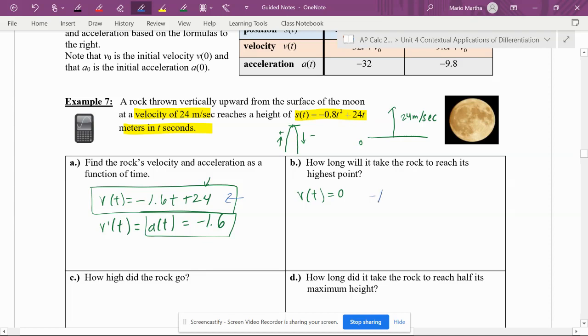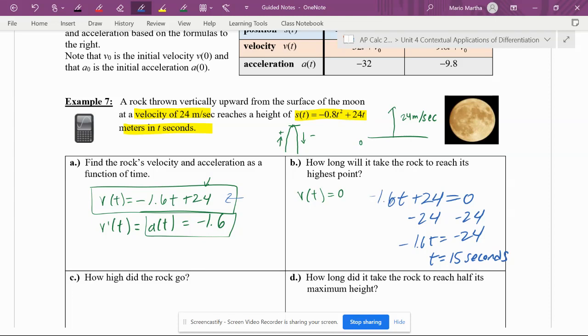So negative 1.6 t plus 24 equals 0. Subtract 24 from both sides and you get negative 1.6 t equals negative 24. Divide both sides by negative 1.6, and you get t equals 15 seconds. So it takes 15 seconds for it to reach its highest point and then start dropping back down.